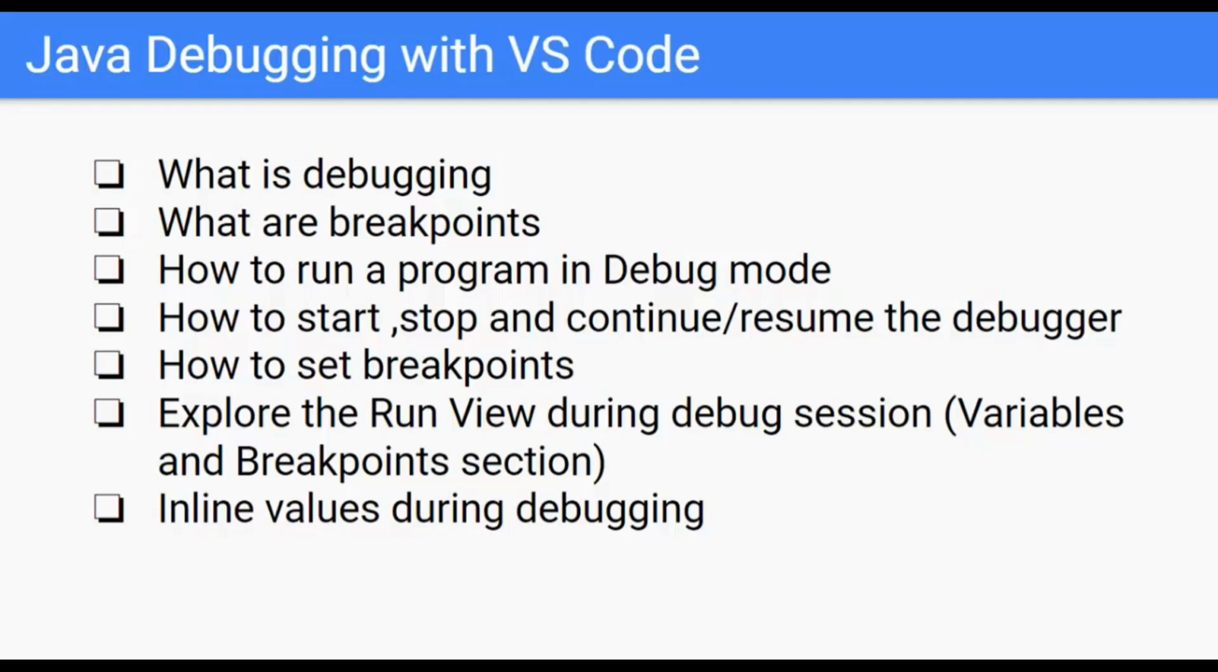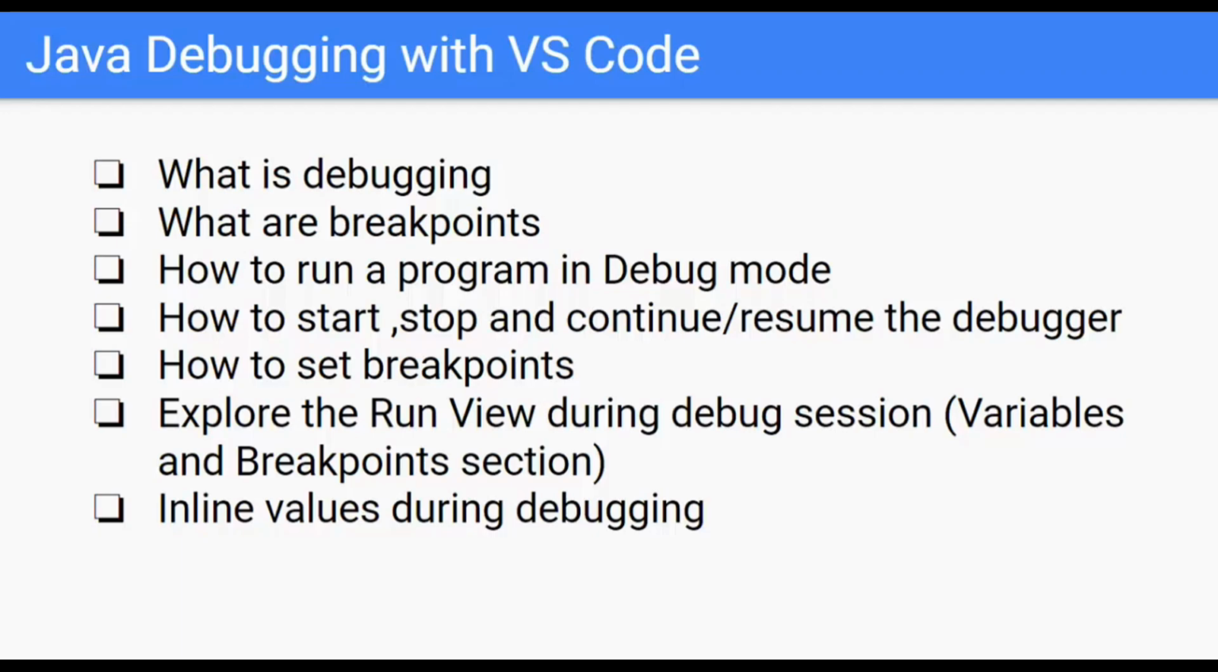In this lesson, we are going to learn how to perform Java debugging with VS Code. Following are the highlights of this lesson, what we are going to learn. First, we will learn what is debugging, what are breakpoints, these are two elementary things, how to run a program in debug mode, how to start, stop, and continue or resume the debugger, how to set breakpoints.